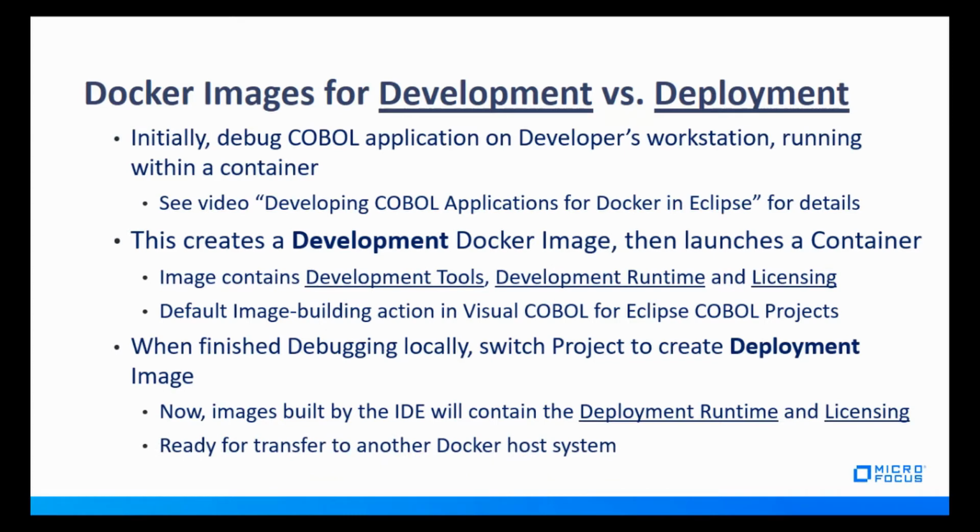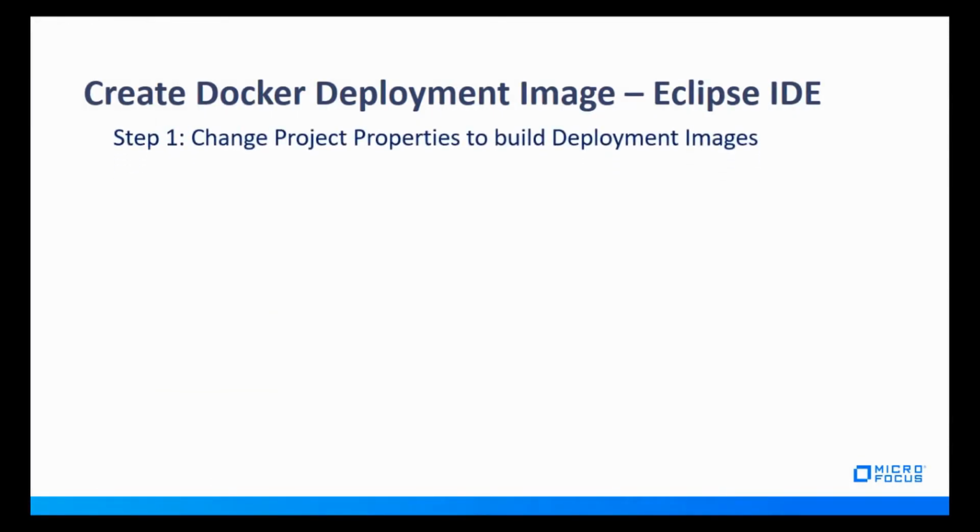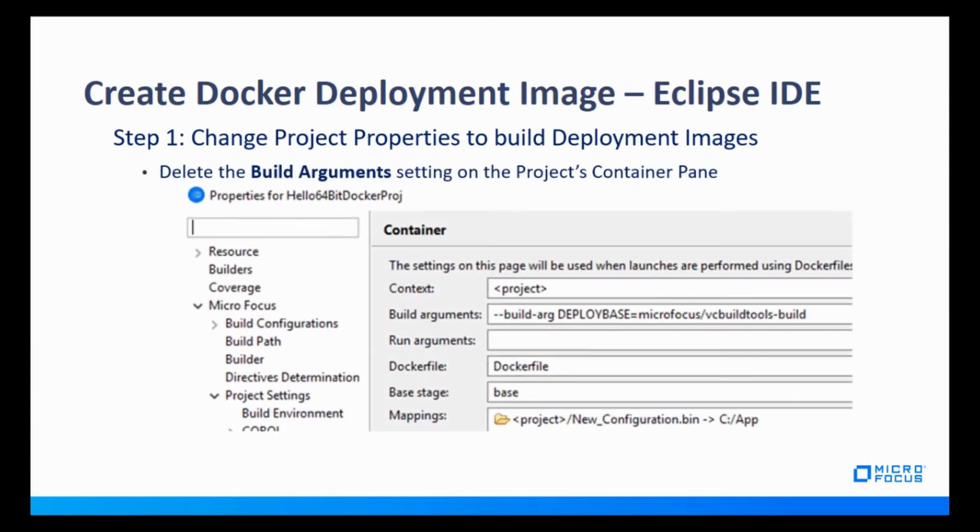Before a demonstration of the process to create a deployment Docker image, let's walk through the required steps to do this in the Eclipse IDE and look at some helpful background information. Building an image for deployment is a two-step process. The first step is to change the properties of the project to request deployment images. This is done on the container pane within Project Properties by clearing out the contents of the Build Arguments field.